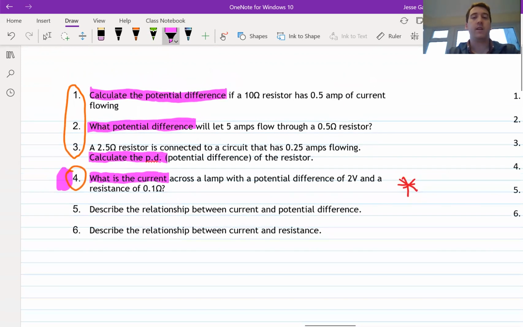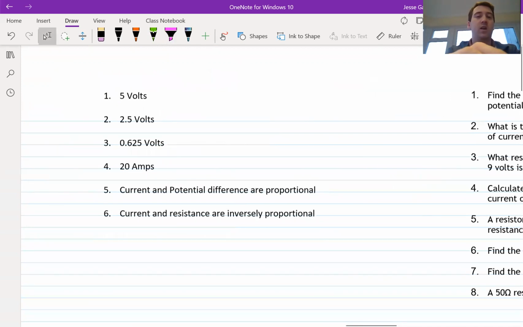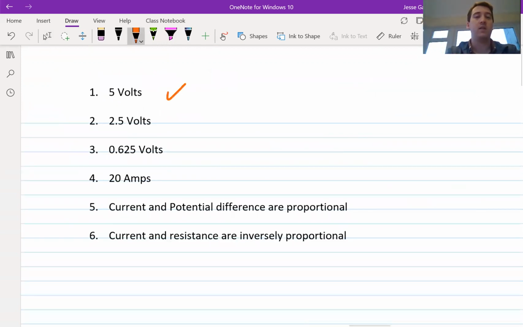Okay, right, here are your answers. So you should either be ticking them that they're right. The first 3 should be in volts. Number 4 should be in amps because you were finding current. And then you're describing the relationships between current and potential difference and current and resistance. And we should be using the word proportional or inversely proportional.